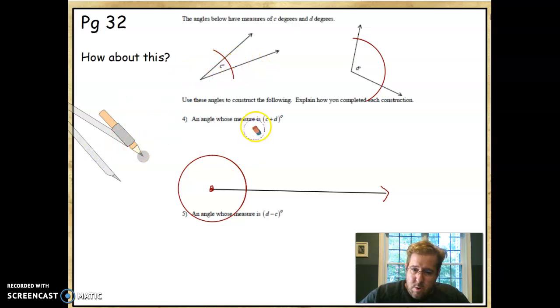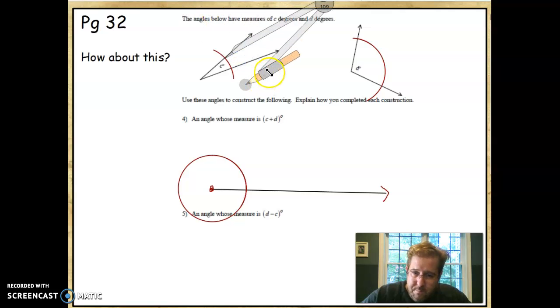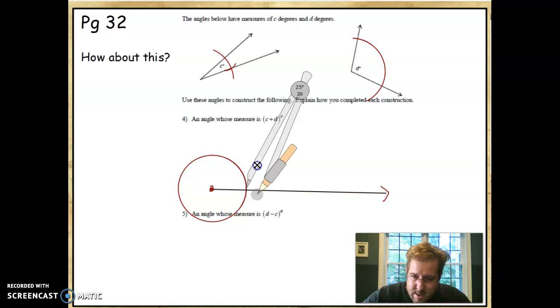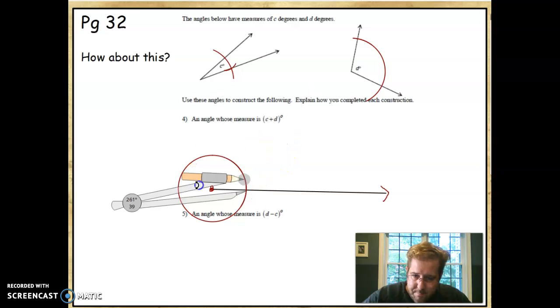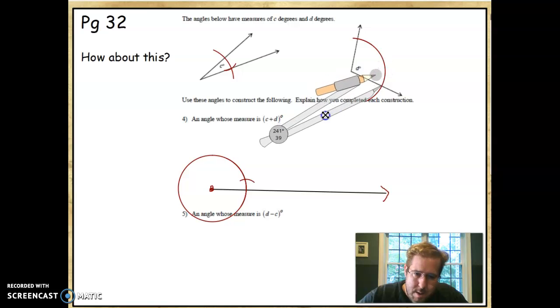All right, so I want to do C plus D. So start off with the distance of C, from intersection to intersection. There we go, and that is where I'm going to start. So I'm going to go up for my start and make this arc right there. So keep in mind that this is a small angle, and that is the exact same size. Now I would connect it to there if I was copying angle C, but I'm not, because I need to add angle D to it.